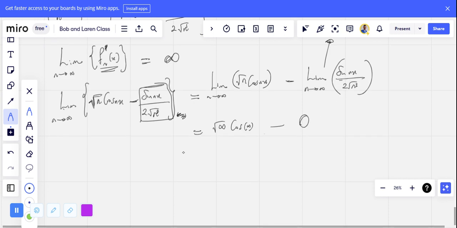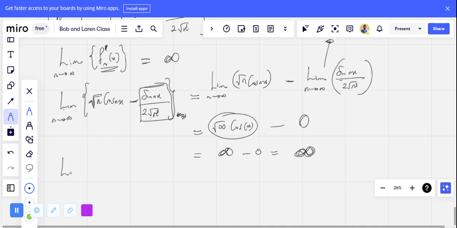Now looking at this, root infinity is infinity. Cos infinity should tend to 1 or so, I can't really remember. So infinity times 1 will end up giving us infinity in this case. Everything we have here times infinity will give you this infinity. Then minus 0, you should be left with infinity. So this is infinite.